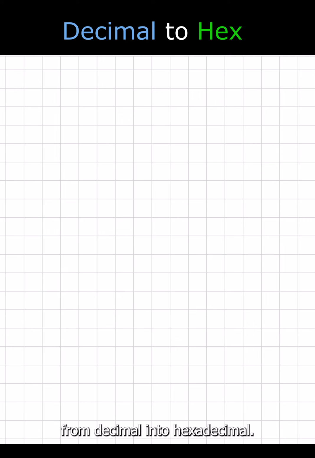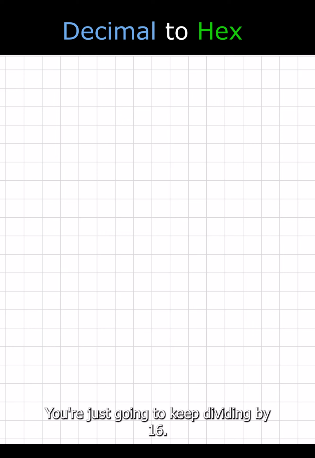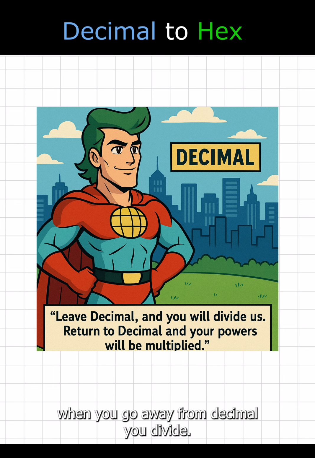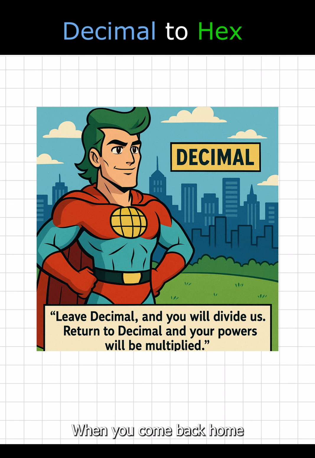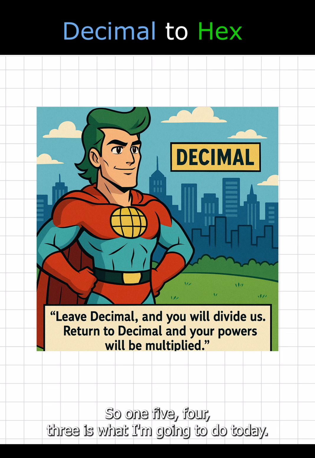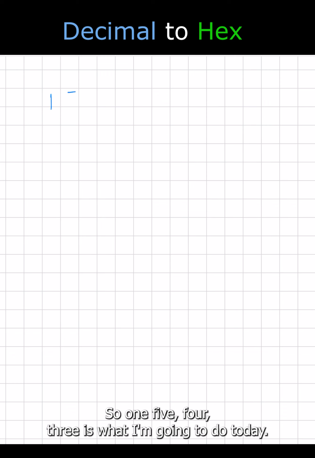So to convert from decimal into hexadecimal, you're just going to keep dividing by 16. And I remember that because anytime you're leaving decimal, when you go away from decimal, you divide. When you come back home to the lovely decimal, you're multiplying. Your powers are multiplied. So 1, 5, 4, 3 is what I'm going to do today.